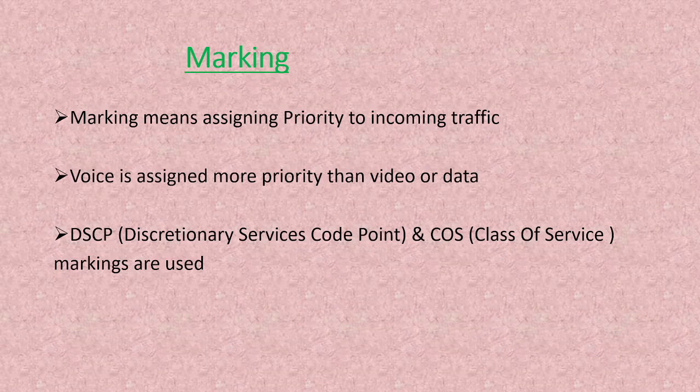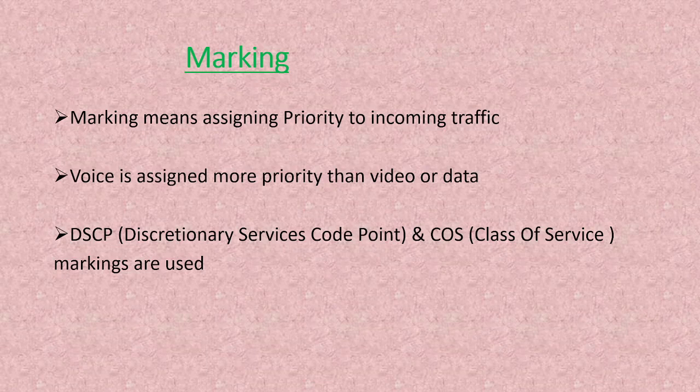The second step is marking. Marking is actually assigning priority to the traffic. We want to mark specific traffic and assign priority because we cannot allow all the traffic to enter the router at the same time. Generally the voice traffic is assigned more priority than video or data because without voice it is not possible to communicate. Say for example, I am doing a Facebook live or YouTube live and nobody is able to hear my voice, but they can see me and they can also see my data, but it won't do. So voice is absolutely necessary for any communication. That is why voice traffic is given the most priority.